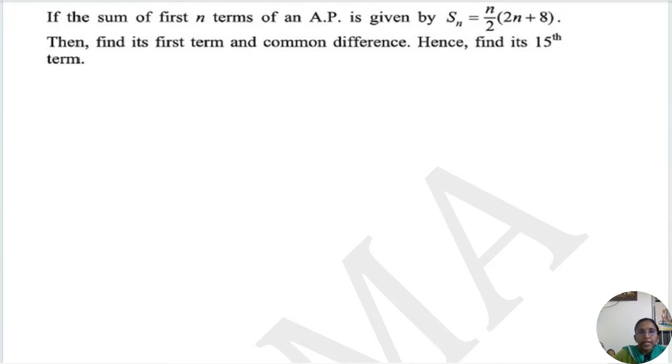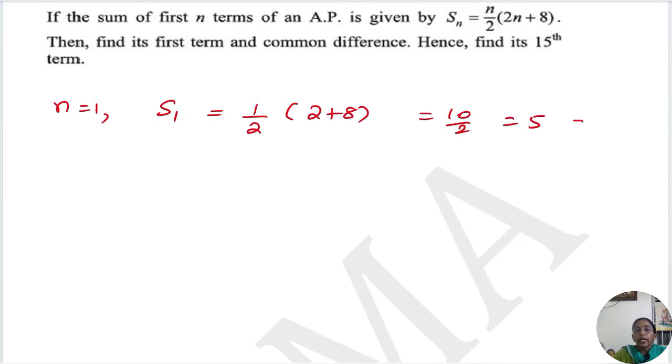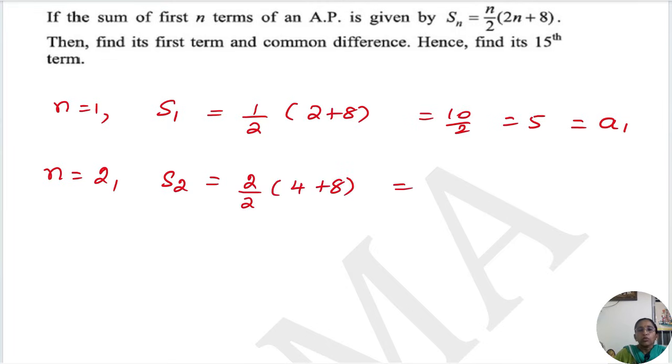If the sum of the first n terms of an AP is given by S_n is equal to n by 2 into (2n plus 8). So if n is equal to 1, then this is S1. So 1 by 2 into (2 plus 8). So 10 by 2, which is equal to 5. So S1 is nothing but a1 or a, the first term. n is equal to 2. S2 is equal to 2 divided by 2 into (2 twos are 4 plus 8). So 12. So this is our S2.